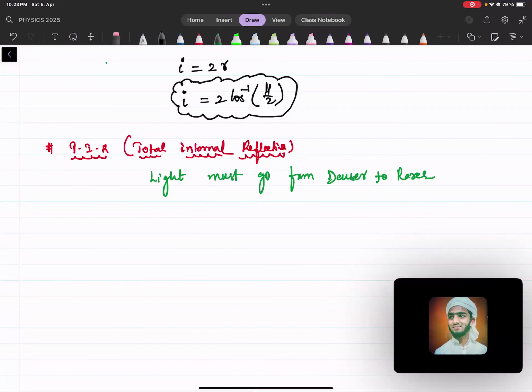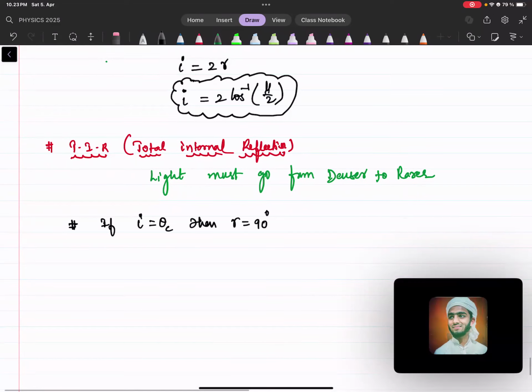Okay. See here. If the angle of incidence i is equal to the critical angle, then by default the angle of refraction will be 90 degrees. Theta c is nothing but what, beta? Critical angle.